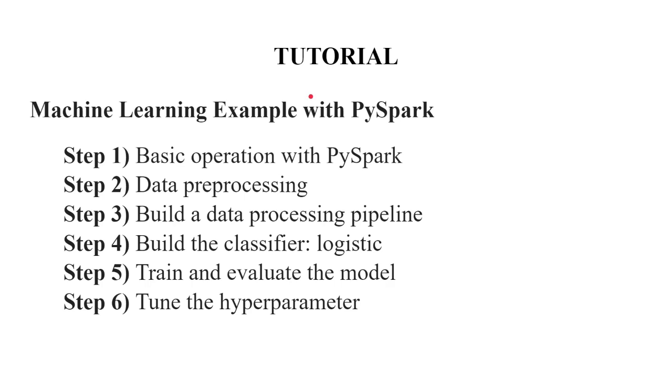The PySpark tutorial was divided into basically three parts. The first one was the tutorial, in which we had to do 6 steps. The first was basic operation, just getting started with PySpark. The second was data pre-processing. The third was building a data pre-processing pipeline. The fourth was building a classifier, in this case we used logistic regression. The fifth was training and evaluating the model, and the sixth was tuning the hyperparameters.